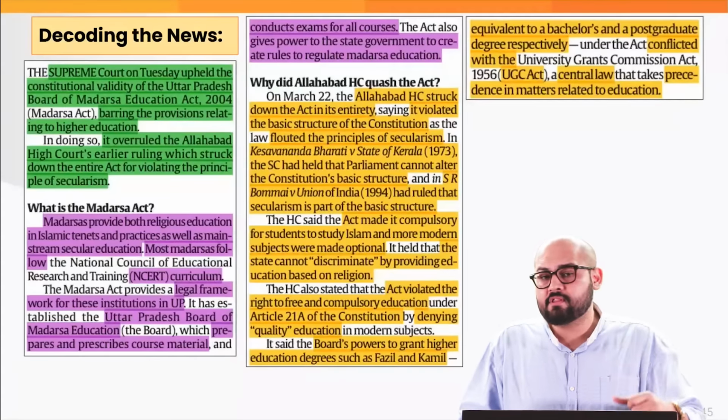Now, what are the key objectives of Quad? First is maintaining a free and open Indo-Pacific. This is the most important aspect. So what we see is that members have been emphasizing the importance of ensuring that the Indo-Pacific region remains free from coercion and respects international law.